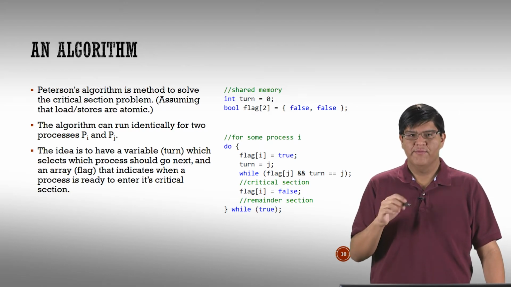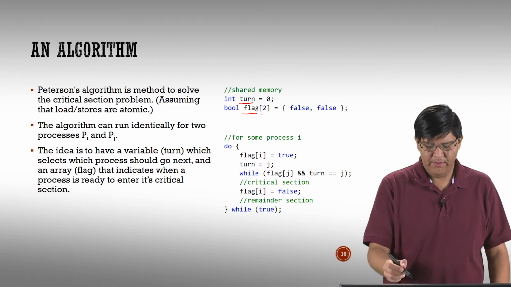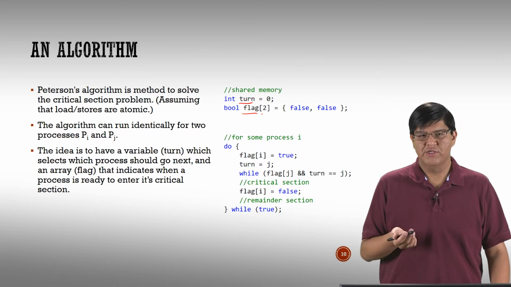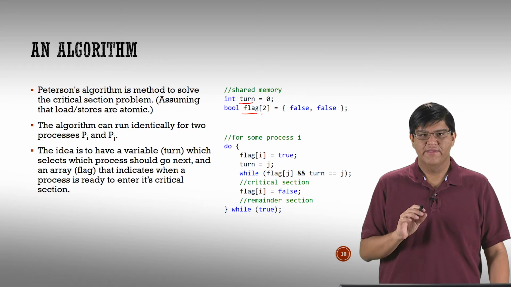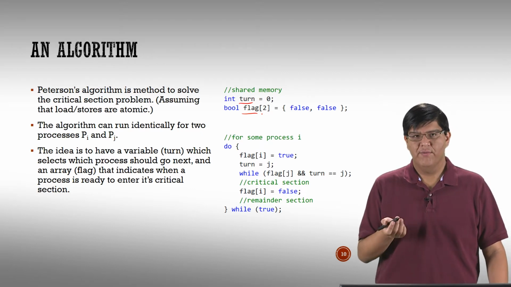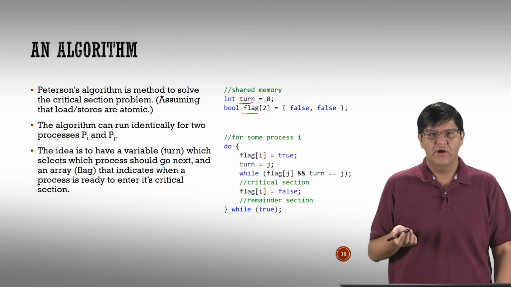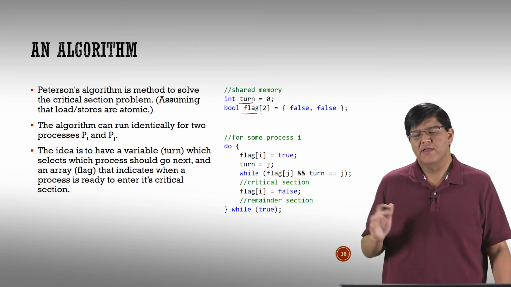The first thing up top is two variables: my turn variable and my flag variable. These are in shared memory, so all my processes, my I and my J, both have views on this and can read and write from it. The turn variable indicates who gets to go next, so does process 0 get to go, or does process 1 get to go, whatever it may be. That's not too bad.